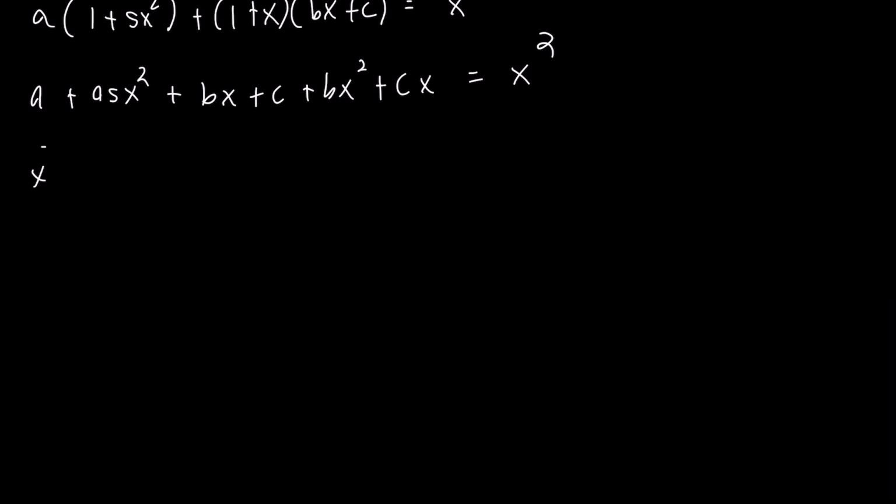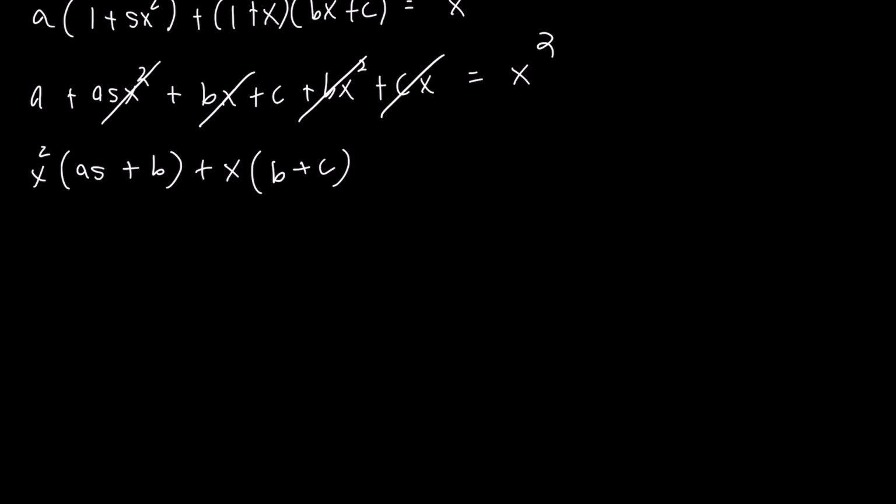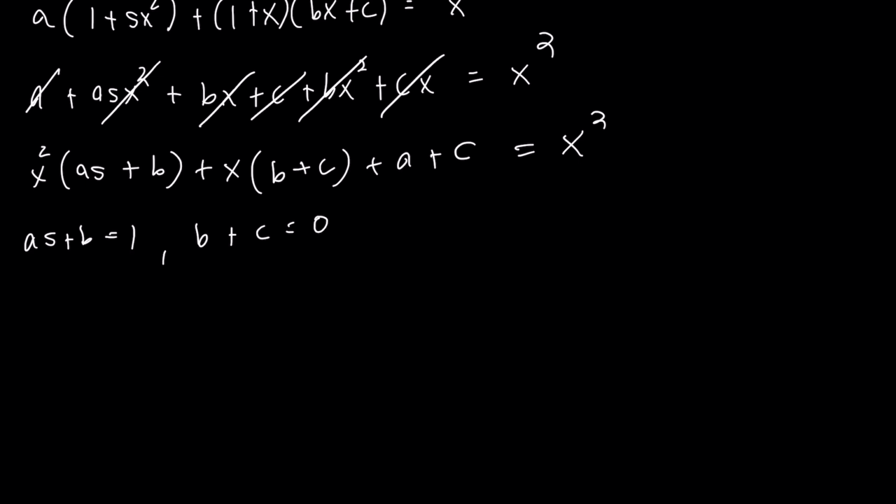So we have x squared times as plus b. Then factoring out an x, we have plus x times b plus c. And then the remaining constants, plus a plus c, equals x squared. So we'll notice that as plus b must equal 1, b plus c must be 0, and a plus c must also be 0. But this tells us that b equals negative c and a equals negative c, but this also means that a equals b.